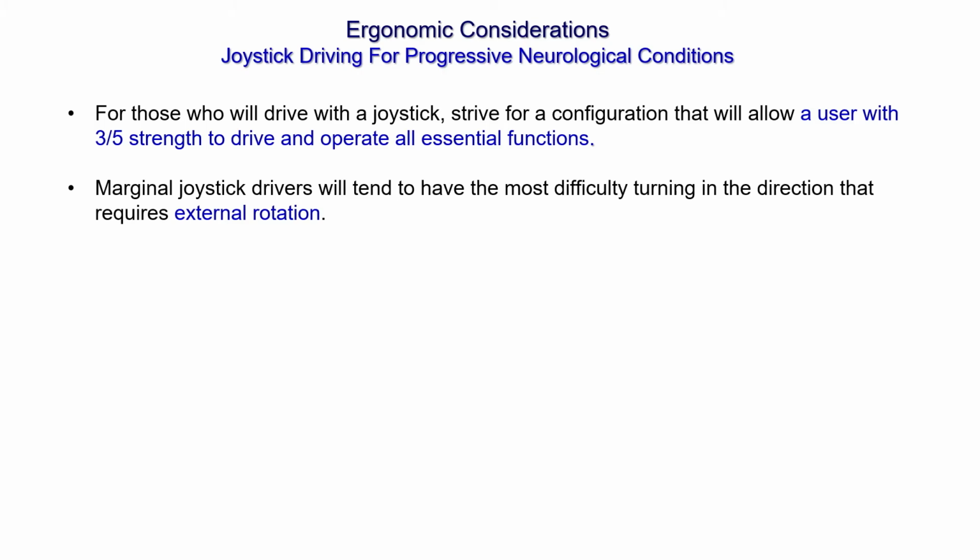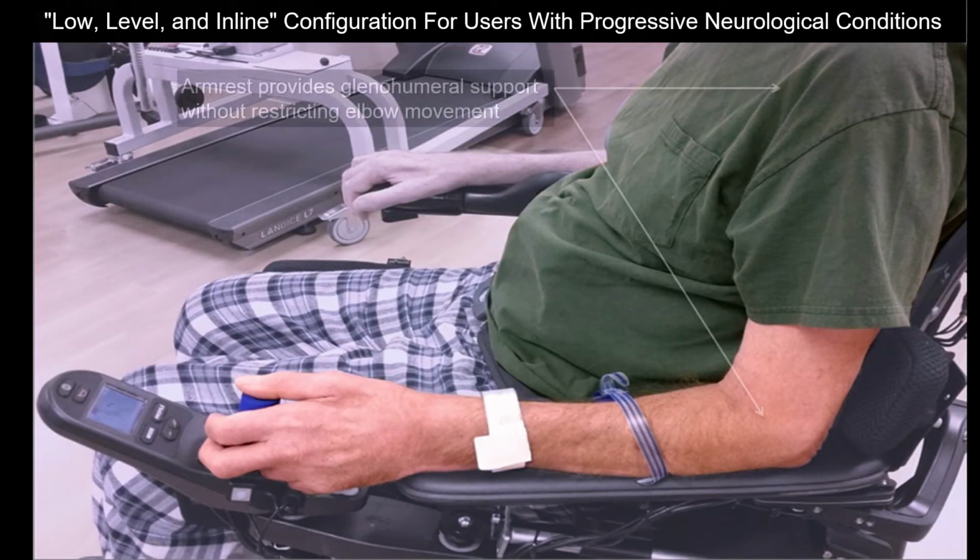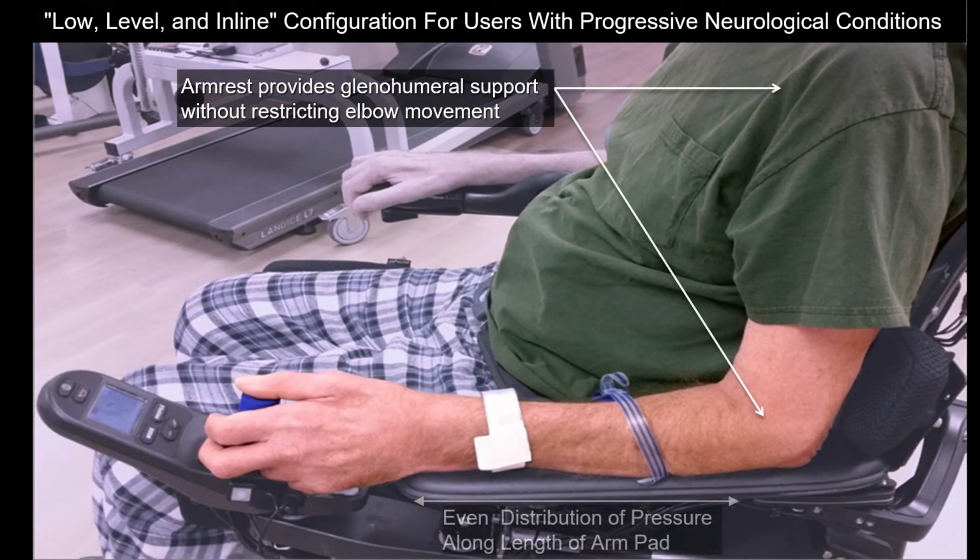That's what we do with our ALS chairs, and it's what I call the low level and inline position. Some manufacturers haven't realized this, but basically, armrest parallel with the seat rail at the back angle the person needs for breathing and postural stability. So basically you're just looking to give enough glenohumeral support to allow the arm to move freely. You don't want the armrest angled upward or downward, because that's going to increase friction. And then extend that support all the way down to the end of the wrist, so that they just have to place their hand on the joystick.